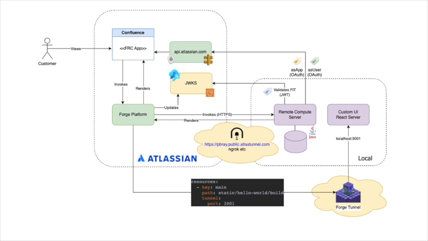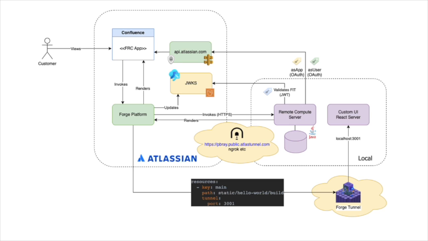Cool, so before we jump in and start looking at the code, let's take a look at what a local development loop might look like for remote capabilities. So in this case, on the left-hand side, we have the Forge platform, and on the right-hand side, we have the local dev environment. We'll be running a couple of different processes. The first one being the remote compute server, which will expose out a bunch of REST APIs for the platform to invoke. And the second one being the custom UI React server, which is where we'll get the live reload loop for the UI side of things.